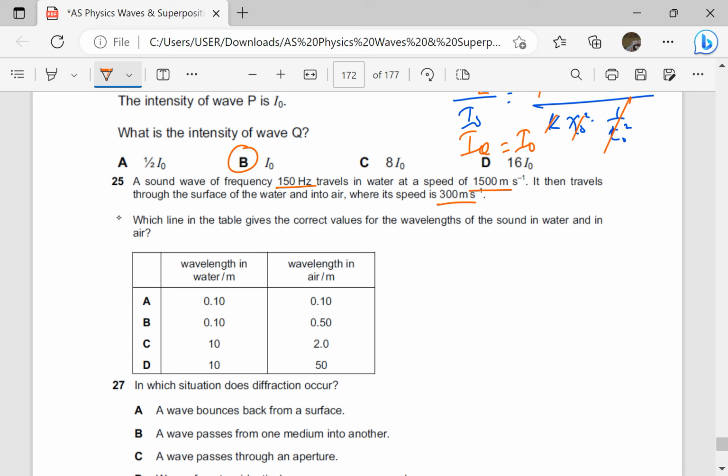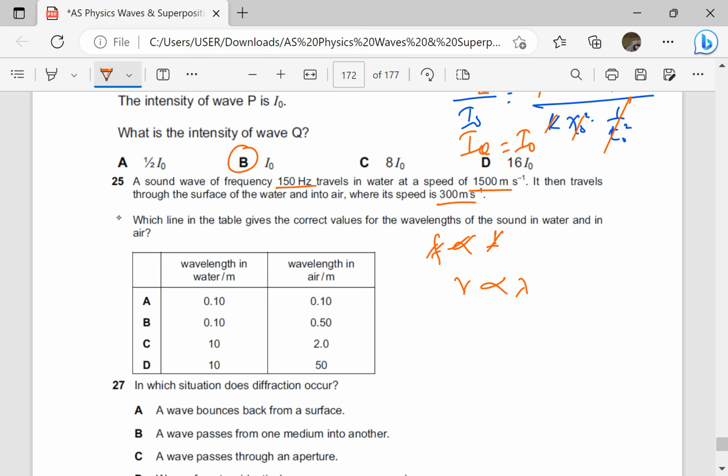If the frequency is not changing, then v is directly proportional to wavelength. Where the speed is greater, the wavelength must also be greater. So which line in the table gives the correct values for the wavelength of the sound in water and in air?